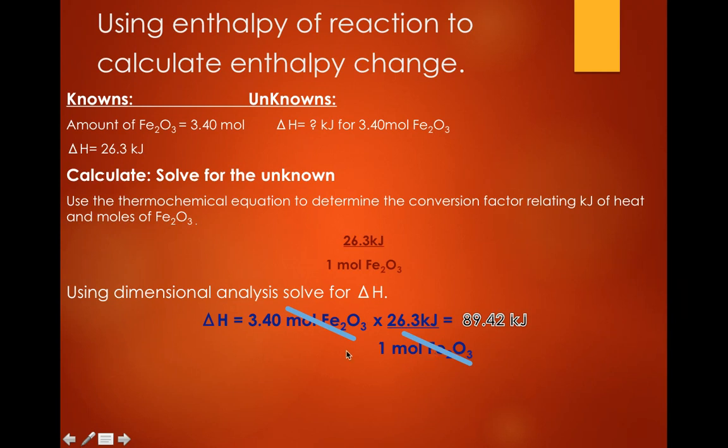Next, we are going to multiply boxes 1 and 2. So we're going to put into our calculator or your phone calculator 3.40 times 26.3. That's going to give you 89.42, and you divide by 1, and that's still 89.42. We're going to use our units for box 2. Box 2, our units are new. So our answer is 89.42 kilojoules.